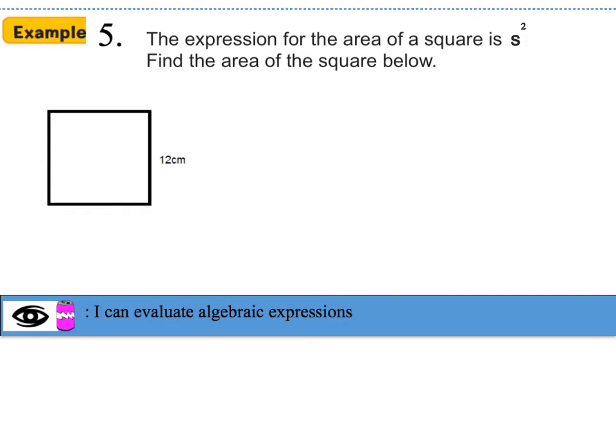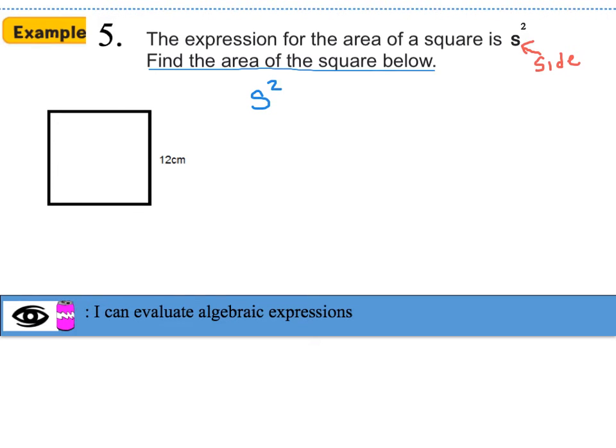Example 5 says the expression for the area of a square is s to the second power. S represents the side of a square. So if we look at the square below, we know that the square has 4 equal sides. This problem wants us to find the area of the square below. So I can write it like this.